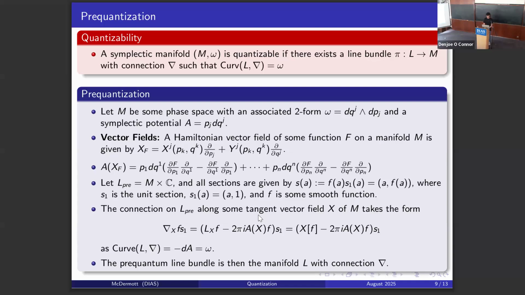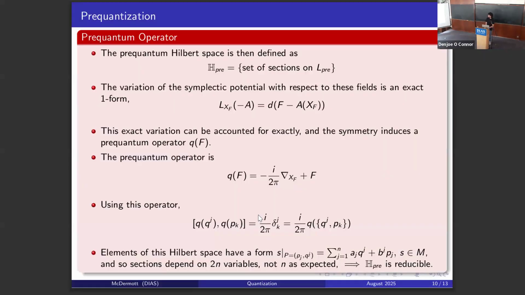And the pre-quantum line bundle is then our manifold L pre with our connection nabla. So that means we can define our pre-quantum Hilbert space simply as the set of all the sections over this line bundle L pre.